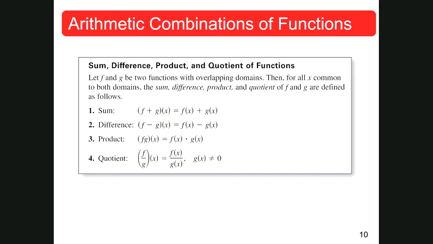Arithmetic combinations. f plus g of x is the same thing as f of x plus g of x. f minus g of x is the same thing as saying f of x minus g of x. f times g of x is the same thing as f of x times g of x. And f divided by g of x is the same thing as f of x divided by g of x.